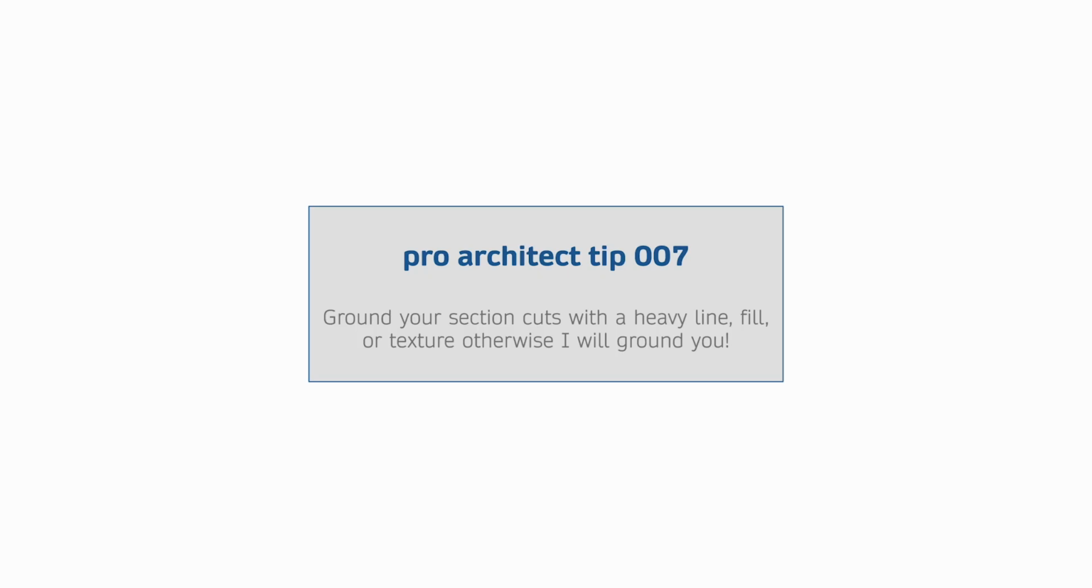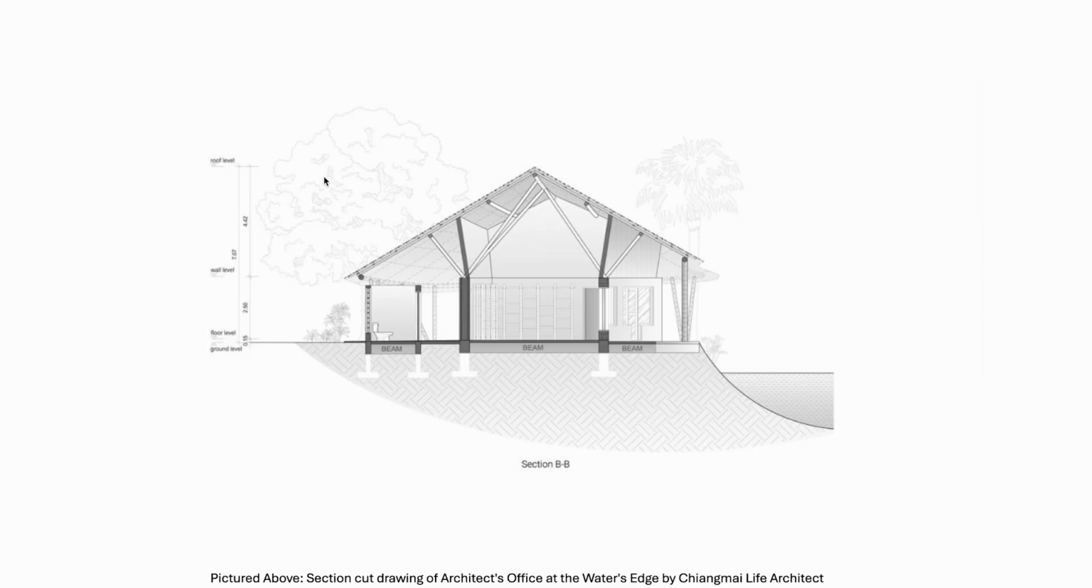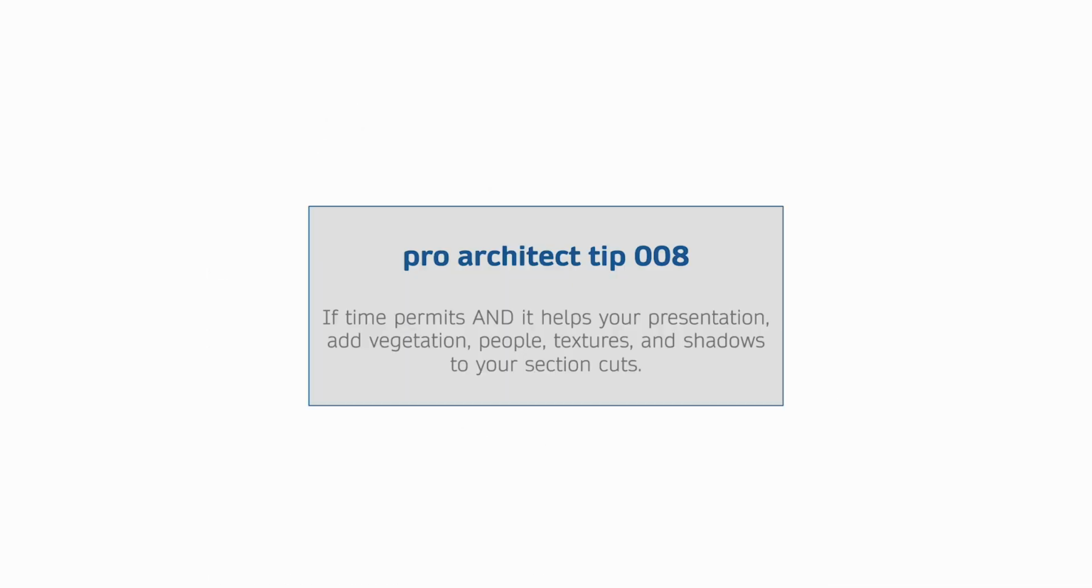But the really important thing about your sections is grounding them with the heavy fill line. Otherwise, it's floating in space and it's lost in the sauce. Right here, do you see that really big gray thick area grounding this building? And then we have the roof, floors, and walls colored in solid. Then here again, we have another great example of grounding. Just remember, if you don't ground your buildings, I will ground you.